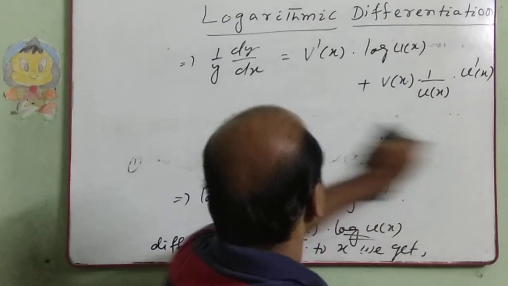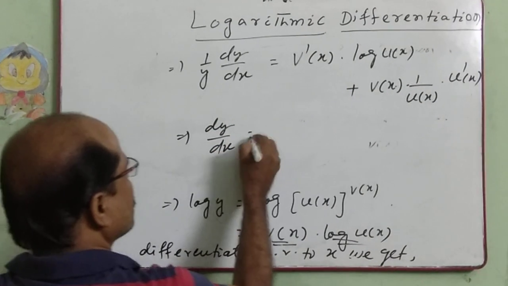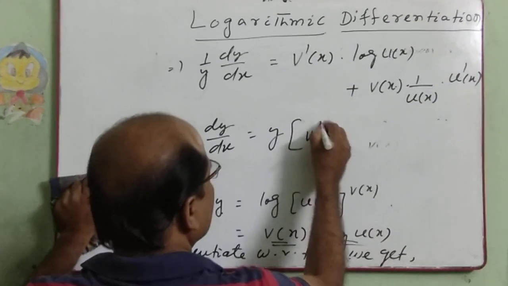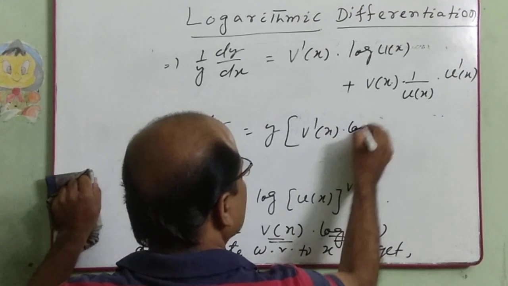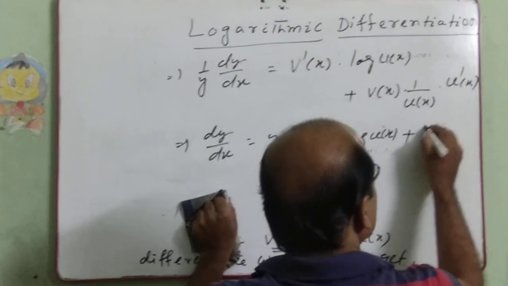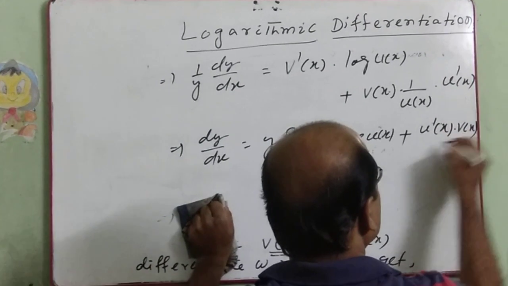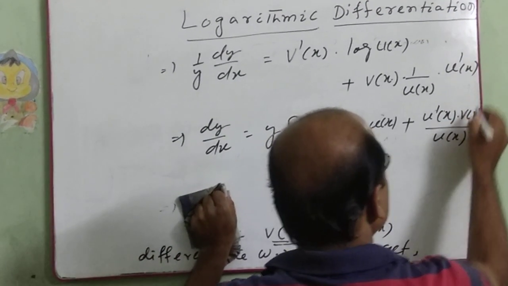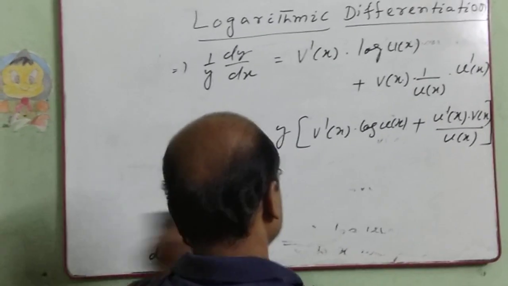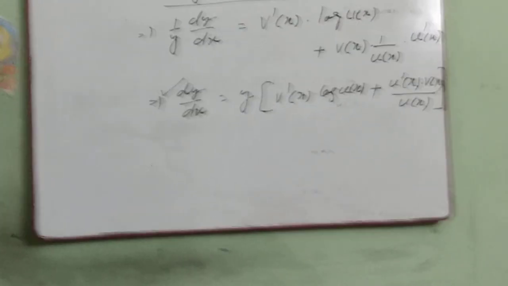Or dy by dx equal to y multiply v dash x log u of x plus u dash x into v of x divide u of x. This is the dy by dx you will find like this way.